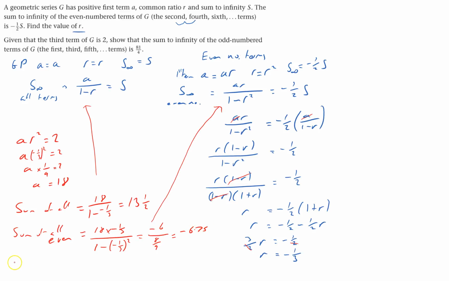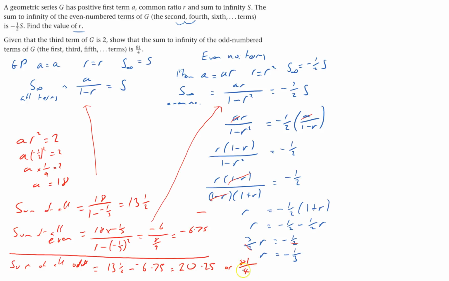And so the sum of all odd terms, we just need to work out that top bit minus this bit. So that equals 13.5 minus minus 6.75, which equals 20.25, or 81/4, because 80/4 is 20, and I've got another quarter, so I've got 81 quarters, and that's done.